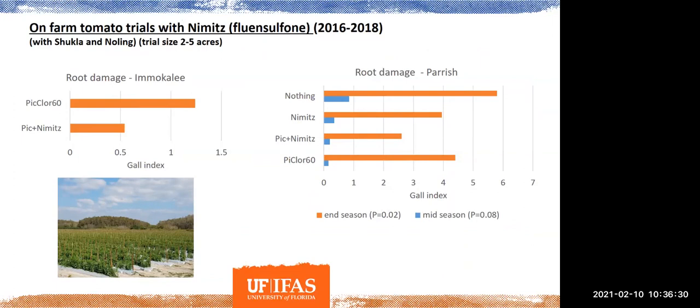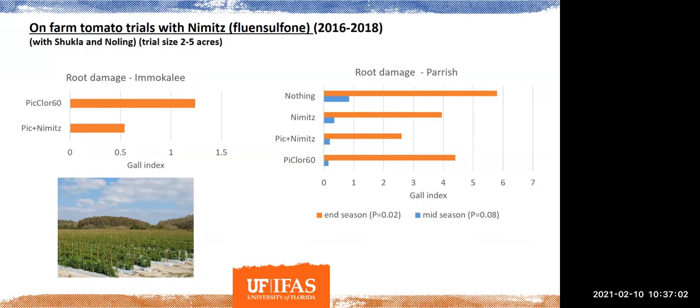We did a trial in Immokalee where we compared the PicClor 60 standard, so this is chloropicrin plus telone, compared with the chloropicrin plus Nimitz treatment, and we didn't get a lot of galling there. The high water tables in Immokalee usually don't allow such high nematode infection that we get in this area. So fairly low gall ratings, but the PicClor plus Nimitz really looked good and better than the PicClor 60 in this trial.